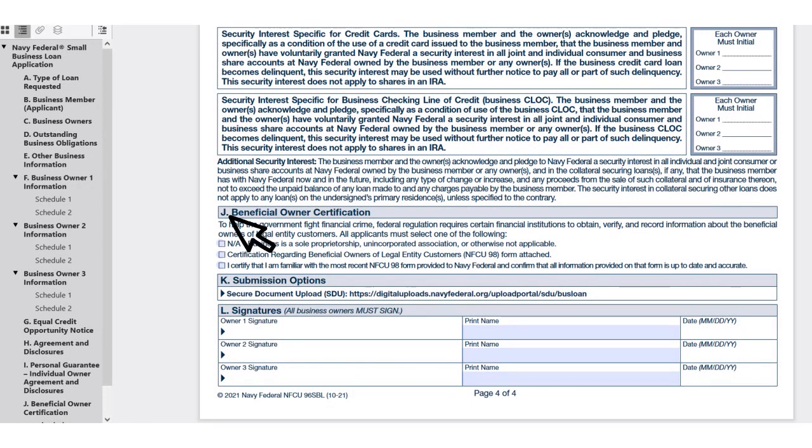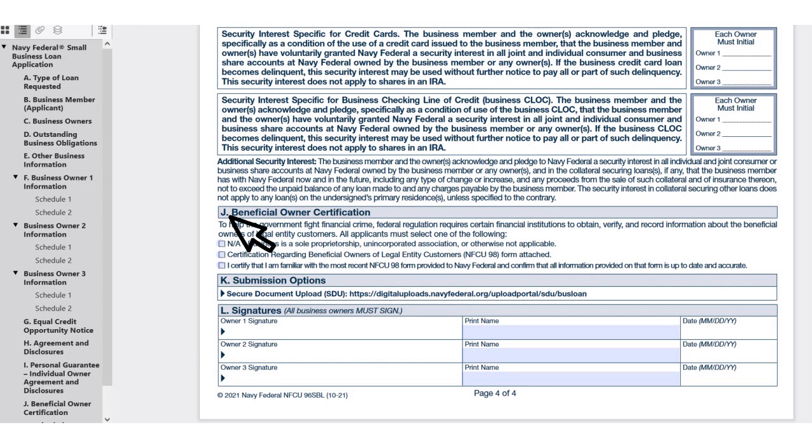Section J, we have beneficial owner certification. So basically, this is for AML purposes, anti-money laundering. To help the government fight financial crime, federal regulation requires certain financial institutions to obtain, verify, and record information about the beneficial owners of legal entity customers. So all applicants must select one of the following. You can select whether the business is a sole proprietorship, unincorporated association, or otherwise not applicable. Or you can select certification regarding beneficial owners of legal entity customers.